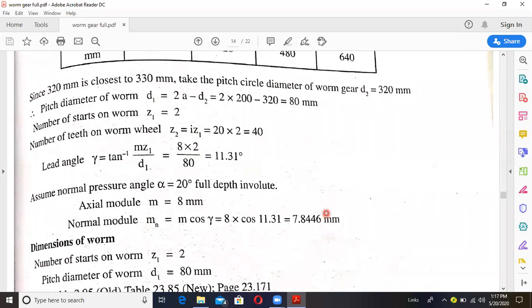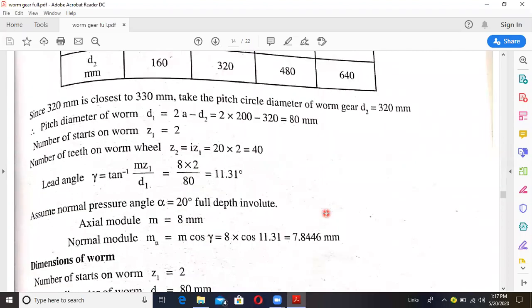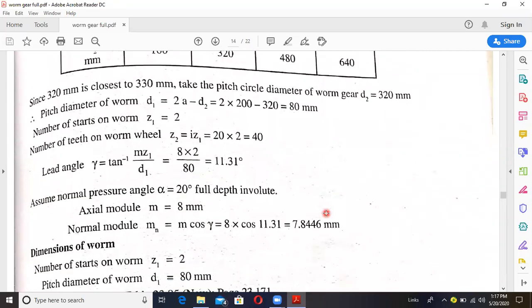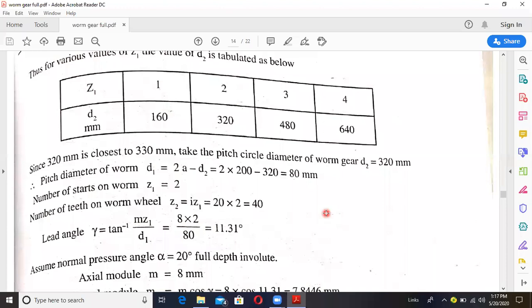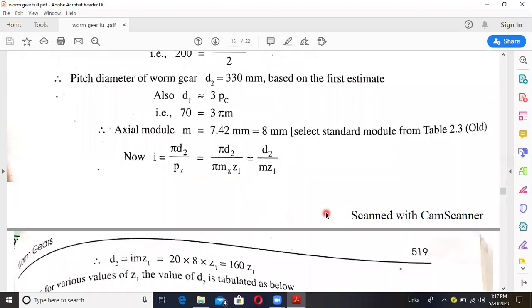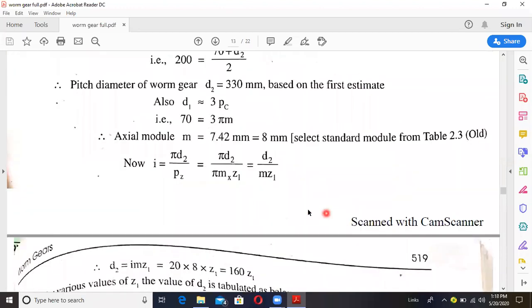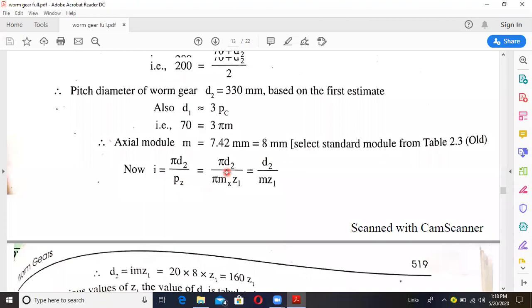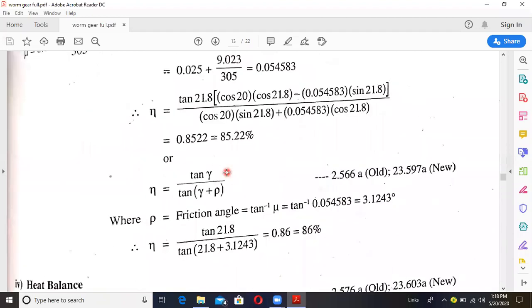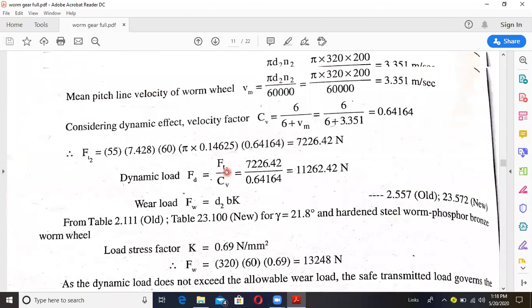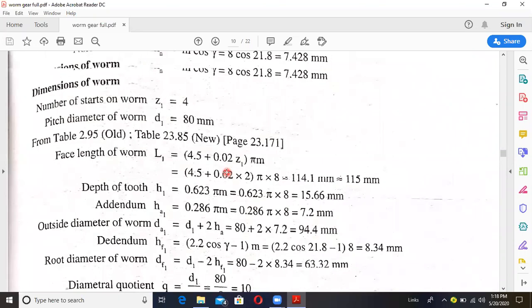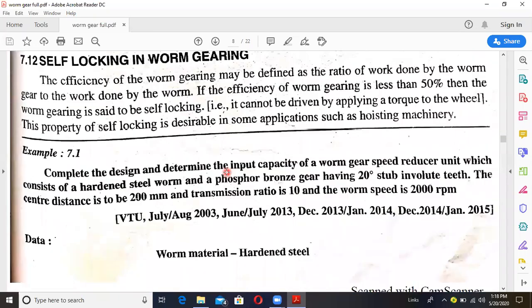Sir, there, PZ is equals to... hello. Sir, go up a little. Here, sir, I is equals to PD2 by PZ. PZ is equals to pi m into Z1, why, sir? That is the formula. For PZ and PC, is it not just pi m, sir? Circular. PZ is different. PC is different. See, I will show here. In the formulas, I will show.